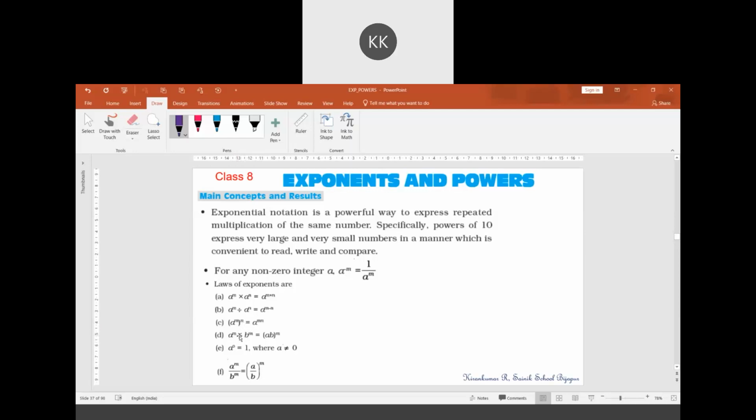When bases are different and powers are same, the bases are multiplied with the same power. a to the power of m into b to the power of m is ab to the power m. a to the power of 0 is 1. a by b whole to the power m is a to the power of m by b to the power of m.